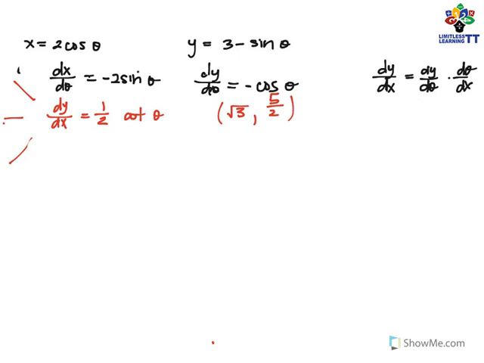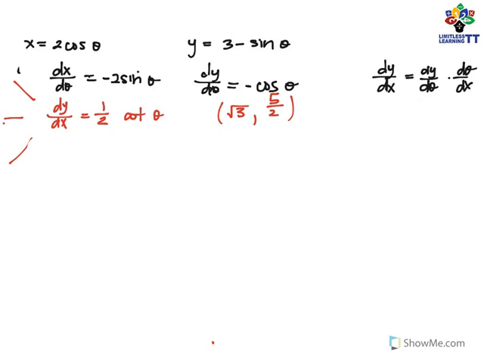This is our gradient, and this gradient represents the gradient of the tangent. So what I want to find out is my gradient when I'm at that point. So at that point, x is equal to square root of 3 and y is equal to 5 over 2. So what I can actually do is find out what theta is at that point and then substitute that into my gradient function. I'm going to use either my x equation or my y equation. It doesn't matter. They're all going to give you the same answer.